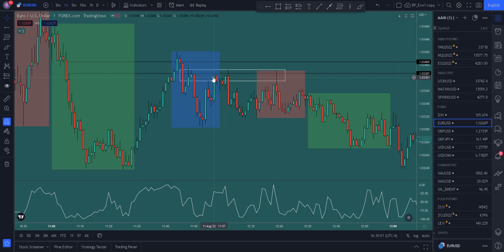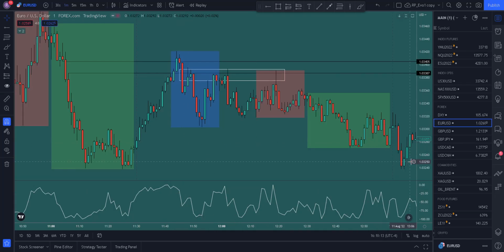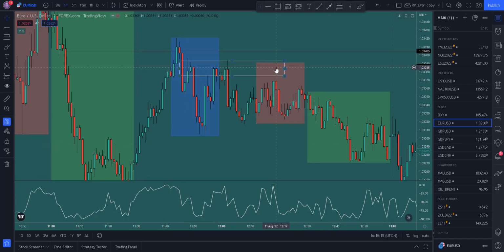So this is the idea. You see that this imbalance was created here, but when price came back here, you see that this was above this level. The same thing happens when price hits this imbalance. Also here, this spike happened above this level. Not much higher, but still higher than this level when this imbalance was created.